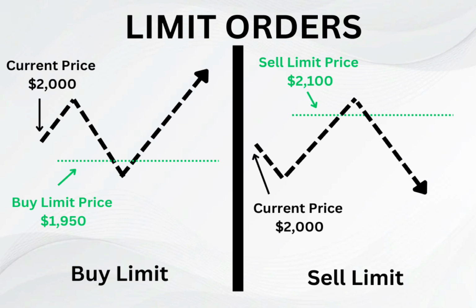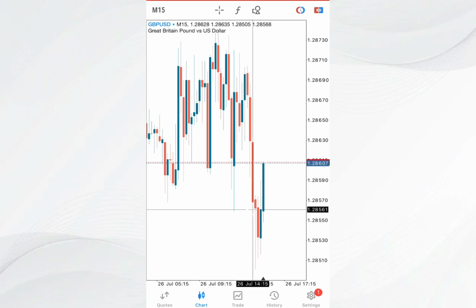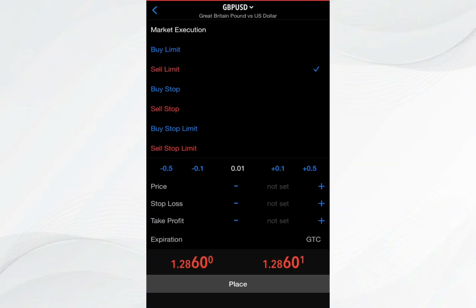We'll go to our MT5. So I'll show you each of these orders and how you can set them. Okay, so this is our MT5, right? So you come here, go to trade, hit the plus button, and then you see the market execution, the buy limit, the sell limit, the buy stop, the sell stop, the buy stop limit, and the sell stop limit.